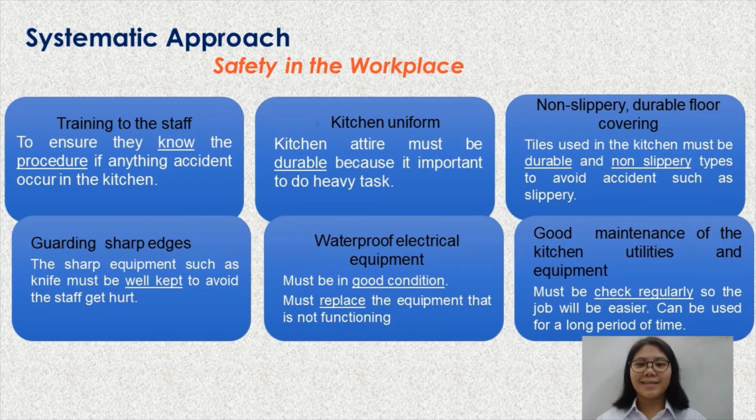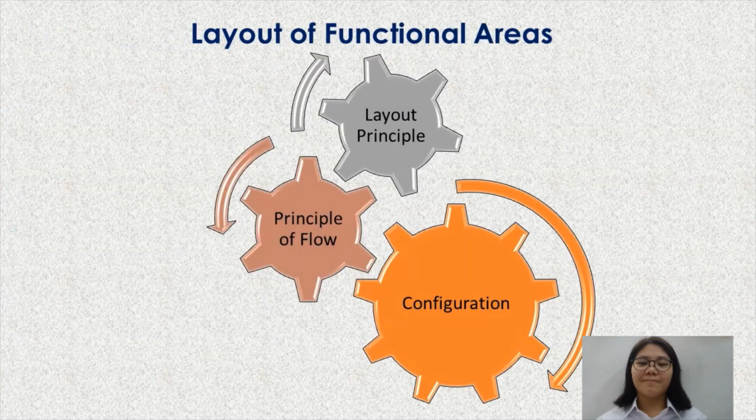And then guarding sharp edges. Sharp equipment such as knives must be well kept to avoid the staff getting hurt. And then waterproof electrical equipment. It must be in good condition and needs to be replaced when it's not functioning well. And then good maintenance of the kitchen utilities and equipment. It must be checked regularly so that the maintenance job will be much easier and it can be used for a longer time.